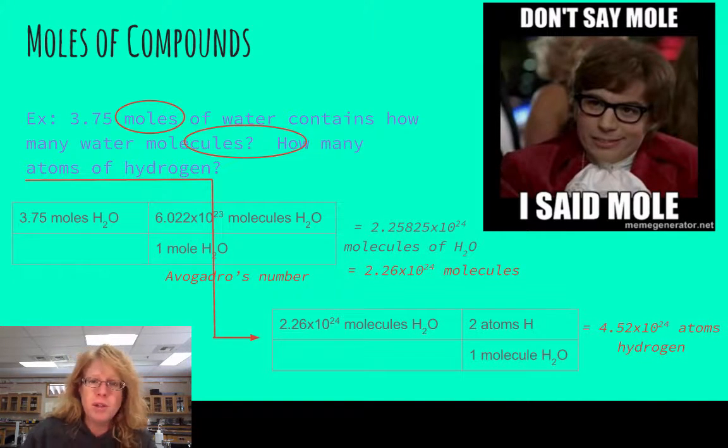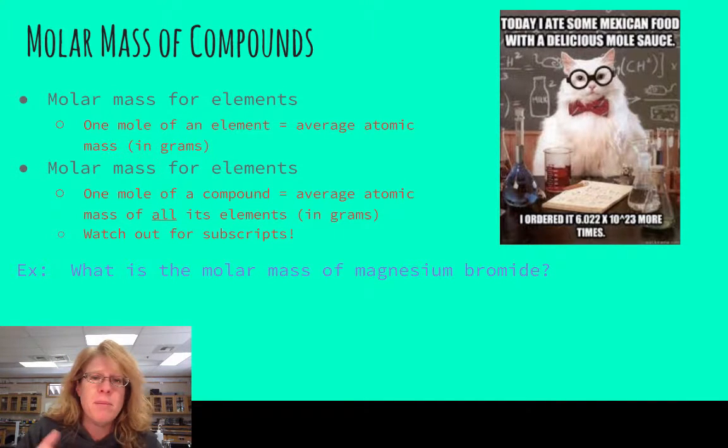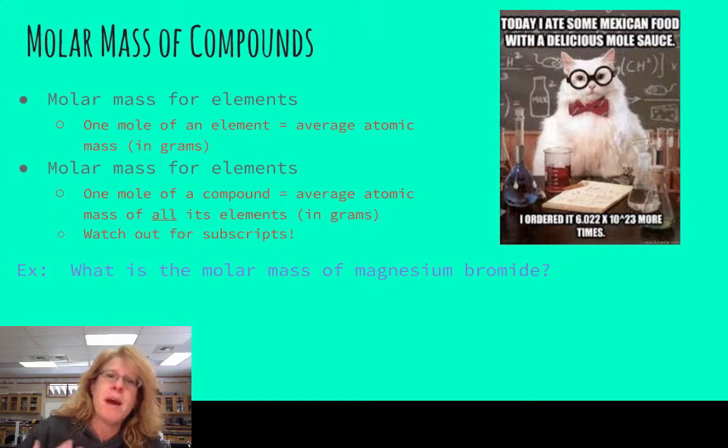So again, all you're doing is taking that molecule apart to give the number of atoms of that individual element. So big idea here, when we take a look at this in summary, the molar mass of an element is the atomic mass of that element.